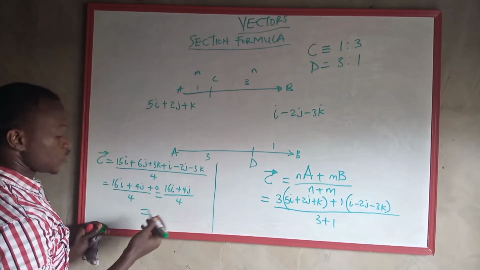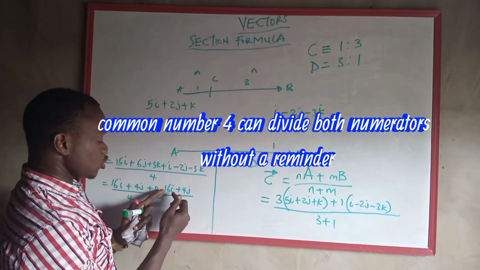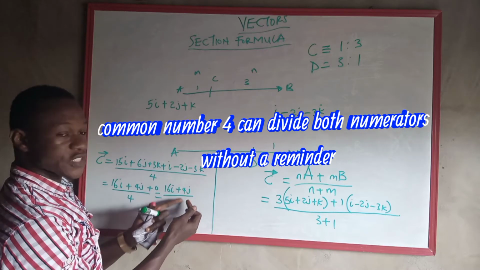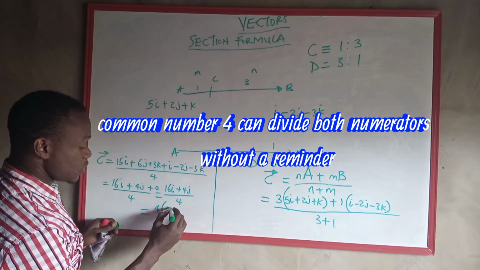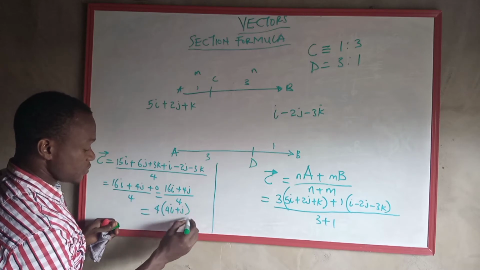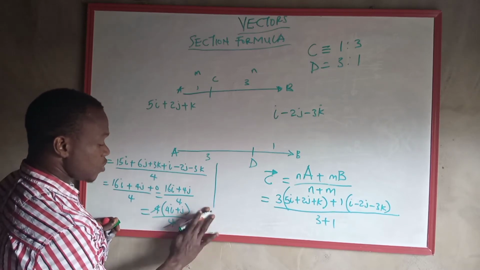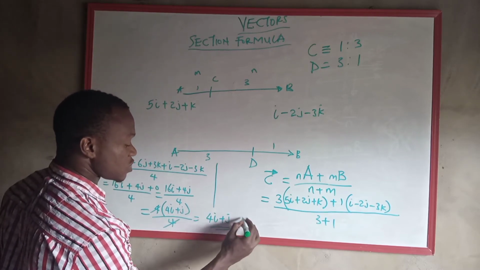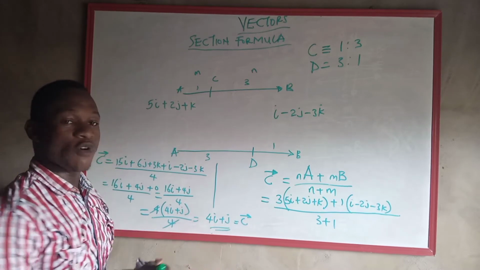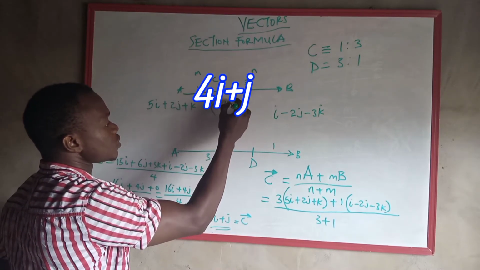So we can collect the thing that is common to both of them. What's common to both 16 and 4? We have 4, because 4 can go into 16. So we bring out our 4. We are left with 4i plus j, divided by 4. So 4 cancels 4, and we have our answer as 4i plus j. That means our vector C is equal to 4i plus j.